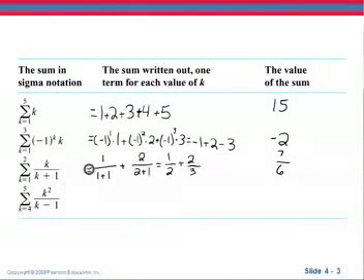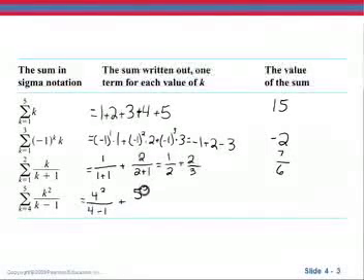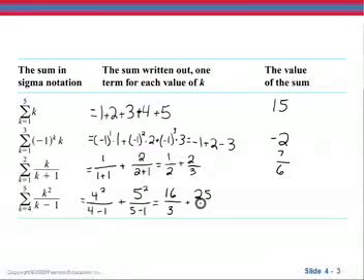The last one, we only do 4 and 5. So the first part we have 4 squared over 4 minus 1. That's my first term. Plus, and then we plug in 5. 5 squared over 5 minus 1. Well, 4 squared is 16, and so that's 16 over 3. 5 squared is 25, so that's 25 over 4. Now, if you get a common denominator and add, you're going to end up with 139 over 12 as your sum.